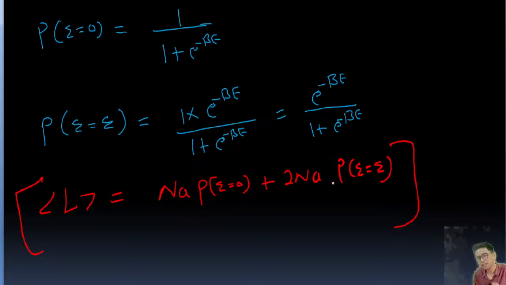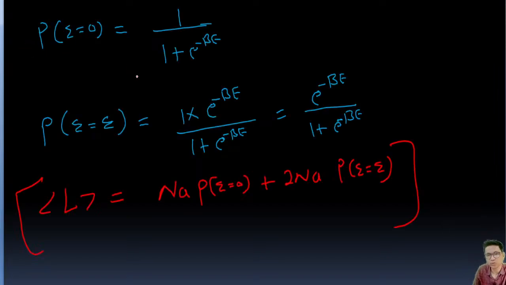And the length of that monomer is 2A, right? So 2A into N, because the total number of monomers is N. This formula is a very important formula which you need to know, guys. So NA P at E equal to 0 plus 2NA P at E equal to epsilon. So this is the important one. Now we can just put in the values and we'll find the average.